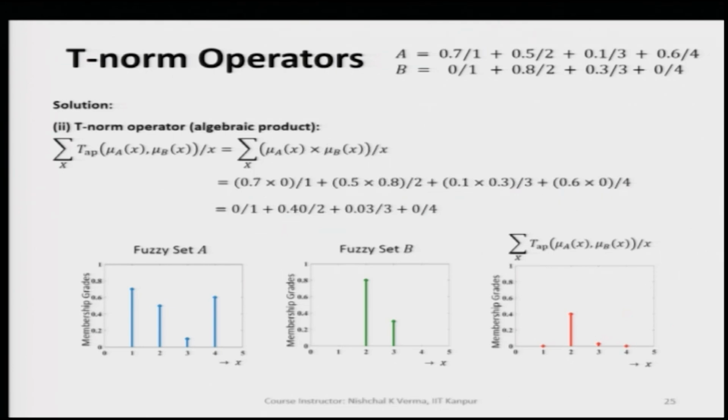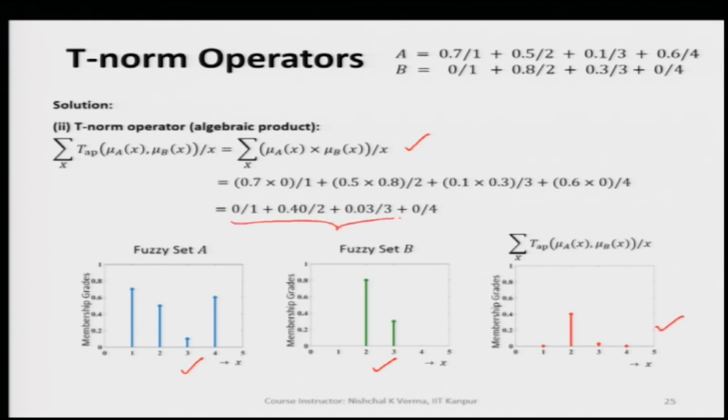Next is the algebraic product of the same discrete fuzzy sets A and B. As you have already seen these two fuzzy sets A and B, now when we take the algebraic product, when we apply this criteria, the multiplication, and multiply the respective membership values of fuzzy set A and fuzzy set B, we are getting this as the outcome, and when we plot this we get the following.